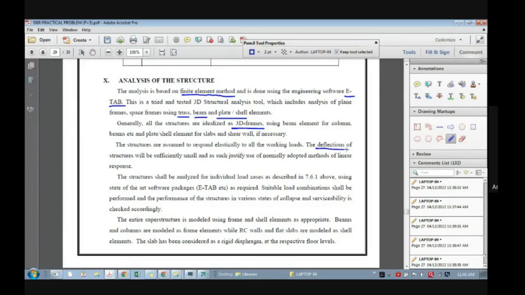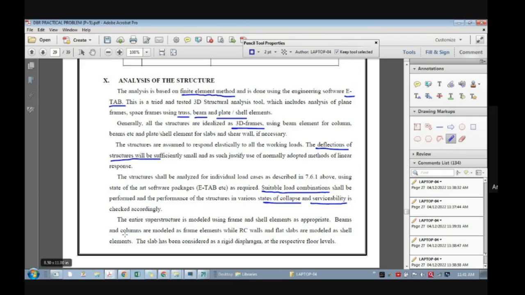The deflection should be within the limit as per IS code. I'm mentioning everything here. Then suitable load combinations. We have already taken that load combination. It shall be performed and used in the design for limit state of collapse and serviceability both. So we have mentioned all the load combinations. So this is required for analysis in software.